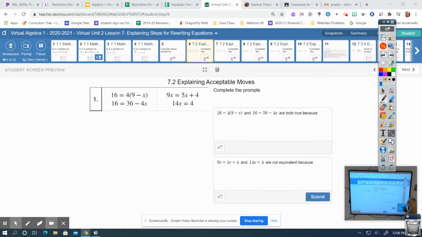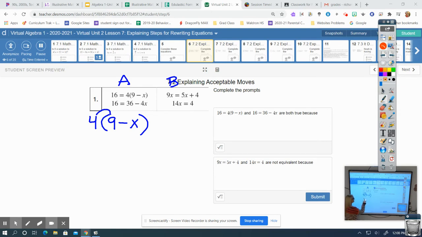All right, so for the next couple of equations, we had a column A and a column B, and it asked you to decide why these two equations were true. What did they do to get from 16 equals 4 times (9 minus x) to 36 minus 4x? What they did was the distributive property. The distributive property tells us that if we have a number outside of parentheses, we distribute it evenly, or multiply it by each term.